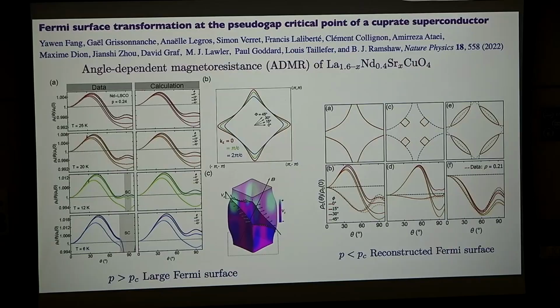But this is p less than p_c. So here, the point is, why is this fading away? Oh, well.